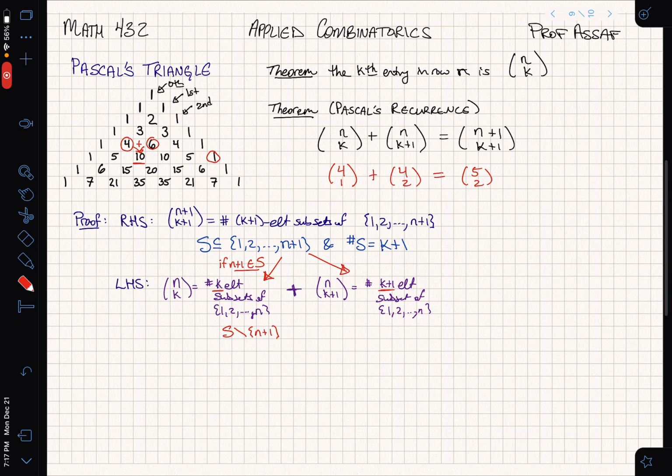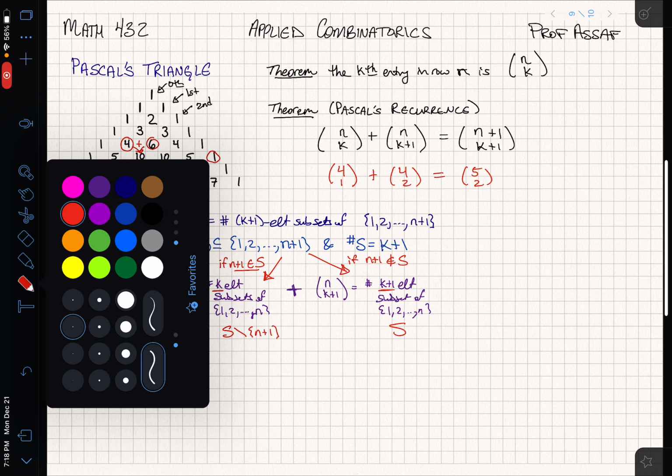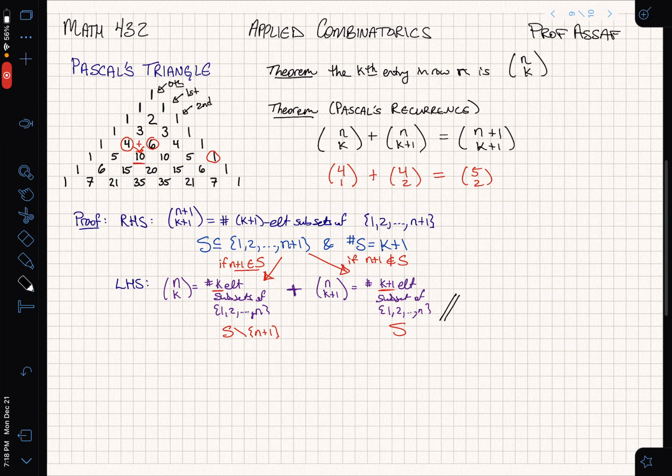And the flip side, the everything-else condition, would be if n plus 1 is not an element of S. Then I'm still going to have the same number of elements and the same elements, but since I didn't have n plus 1, I'm a subset of the numbers 1 up to n. So that means that I've created a bijection between the things counted on top and the things counted on bottom, using the idea that these are disjoint. And disjoint sets is going to be an important topic that we're going to discuss soon, so it's kind of a nice, refreshing way to work at this.